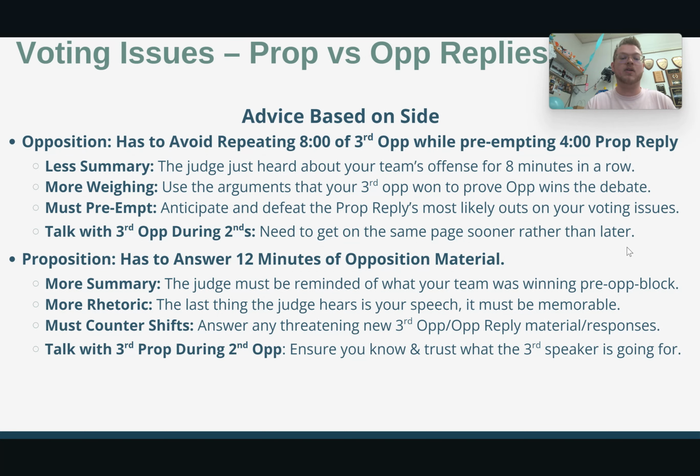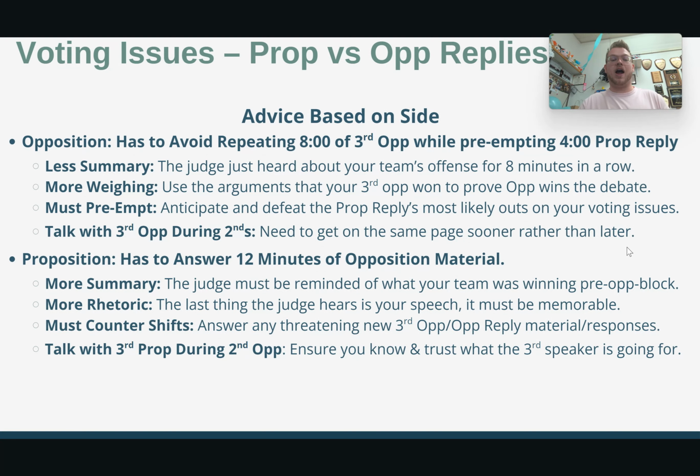Guess what it's going to talk about and defeat it before they can even say it. So what should you do? You should spend less time summarizing because the judge just heard about your team's offense for 8 minutes in a row in the third opposition speech. You should spend more time weighing because the third opposition is winning the arguments and you are using those winning arguments to prove why they win the debate. You need to be preemptive. Anticipate and defeat the proposition's most likely ways of getting out of your arguments. And then lastly, you need to talk with your third opposition during the second speeches so that you can get on the same page sooner rather than later.